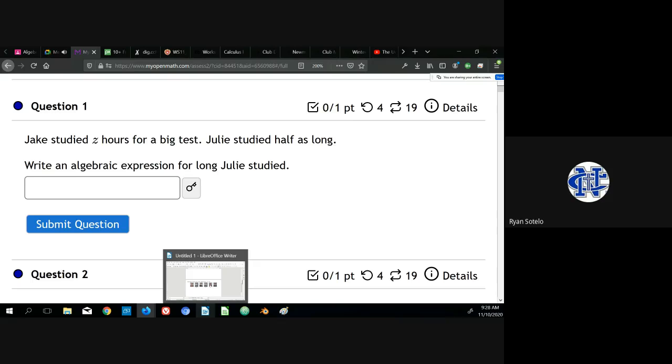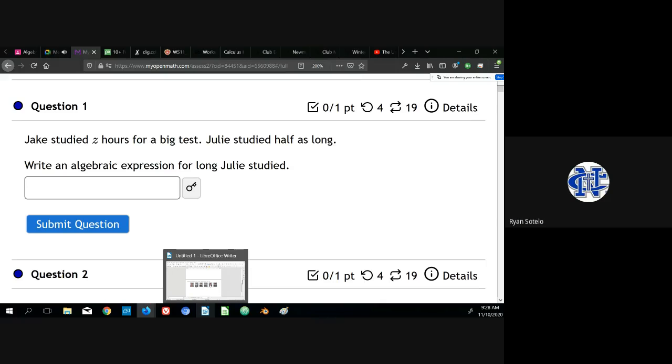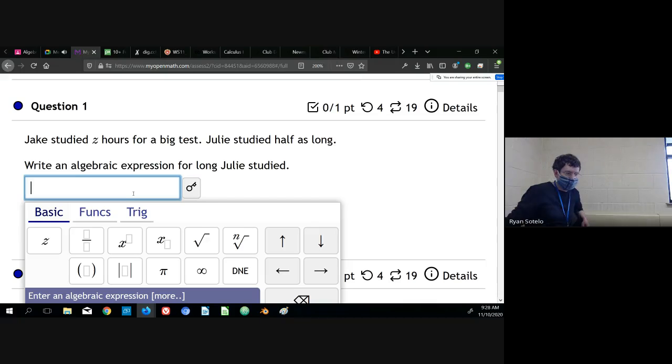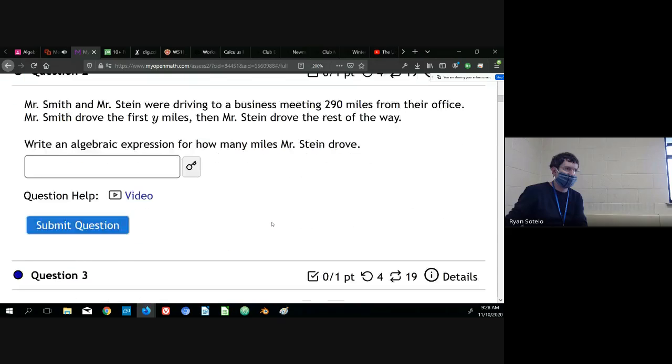Okay, so the amount of time that Jake studied is Z. Julie studied half as long. She's gonna fail. So how can I write how long she studied in terms of Z? It should be like Z divided by 2. Yeah, that's it. Does that make sense? Z divided by 2 is half as long as Z, right? That's all that you have to do there.